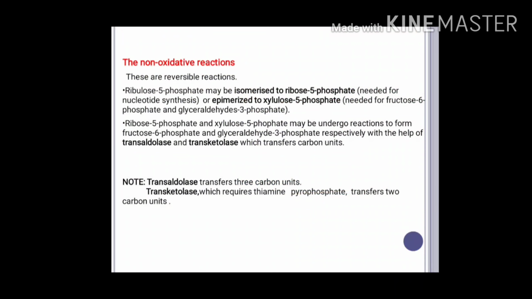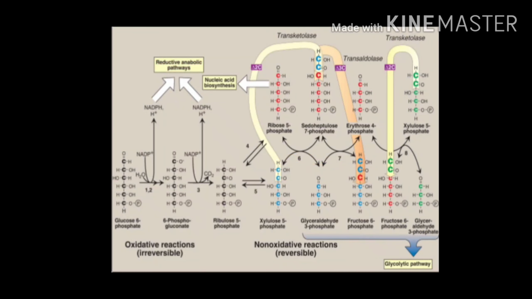Remember, transketolase and transaldolase are the enzymes which transfer carbon units. Transaldolase transfers 3 carbon atoms, and transketolase transfers 2 carbon atoms utilizing thiamine pyrophosphate. So in this case, where xylulose is transferring 2 carbon atoms to ribose 5-phosphate, transketolase is required, and xylulose 5-phosphate is converted into glyceraldehyde 3-phosphate, and ribose 5-phosphate is converted into pseudoheptulose 7-phosphate.